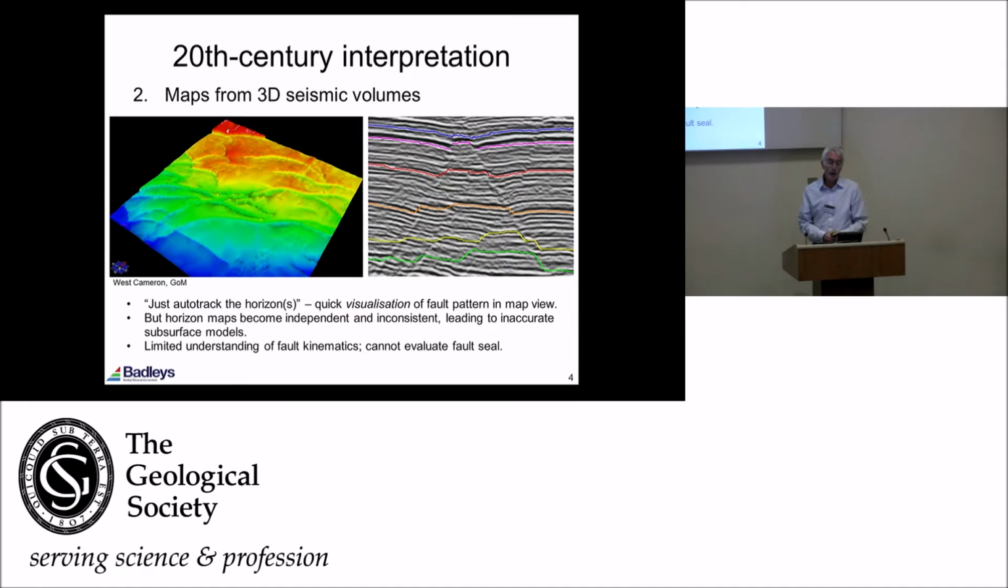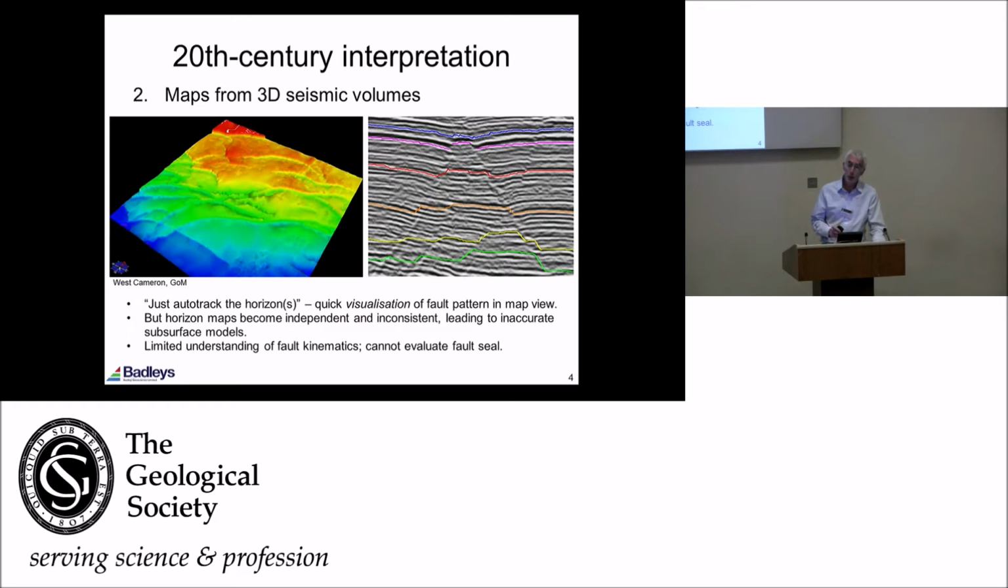Later on, 3D seismic surveys apparently gave us a route out of this. So then it became a vogue to just auto-track the horizons, and there is your final map. But if only it were that simple. Auto-tracking is a great reconnaissance technique. It does give you an instant picture of what looks like a fault pattern.